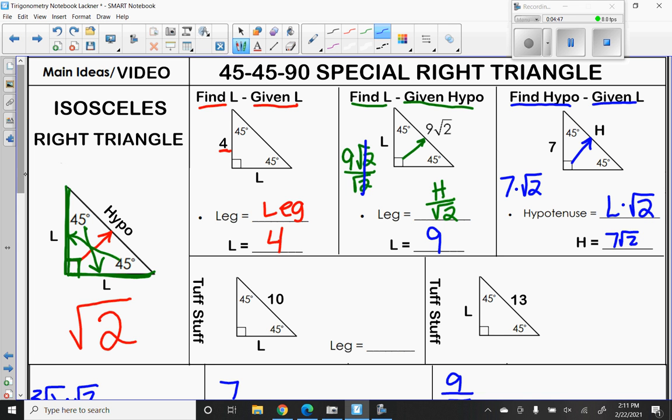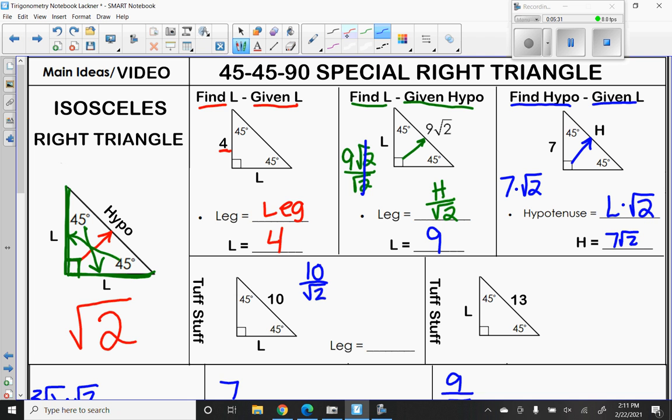Okay, so let's look at some tough stuff here. 2 tough problems. Look at number 1. This is the math that you're going to see when we're trying to find a leg and we're given the hypo. Okay, so look at my three formulas up here. I'm looking for leg given the hypo. That's the middle formula. It says hypo divided by radical 2. Well, look at my problem here. My hypo is 10, and I'm dividing it by radical 2.